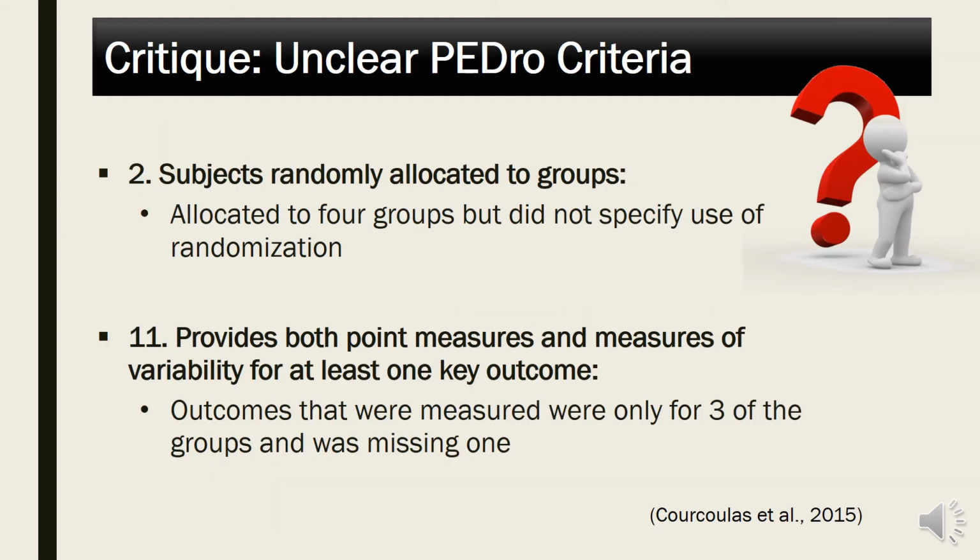The criteria that were unclear on the PEDro scale are as follows. So criteria number 2, the study did not clearly state use of randomization to allocate participants to specific groups. And 11, although the study provided both point measures and measures of variability within the study, the outcomes that were measured were only for 3 of the groups and was missing 1. It excluded measures for the low-level lifestyle intervention.